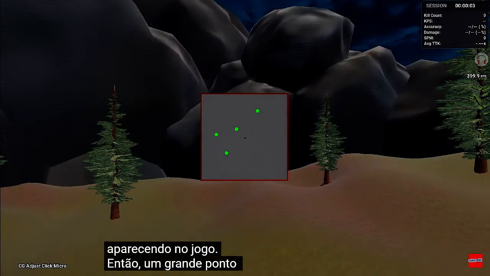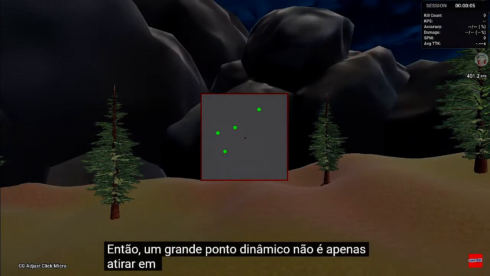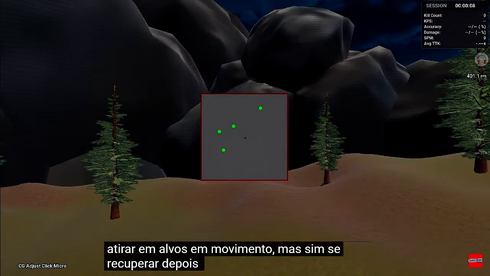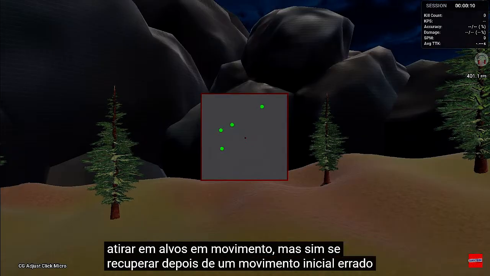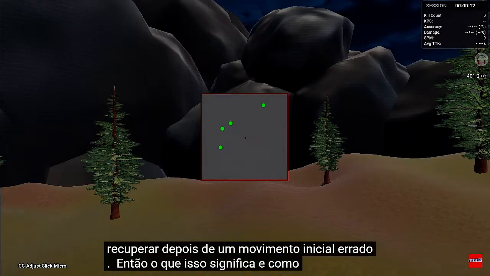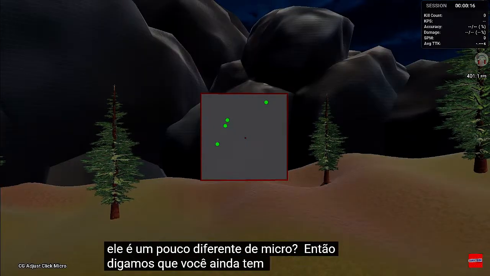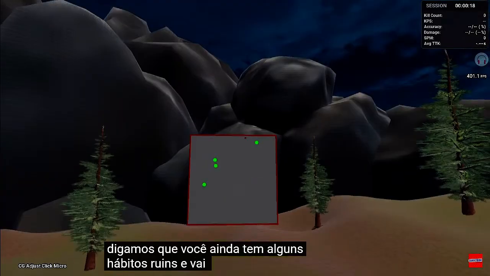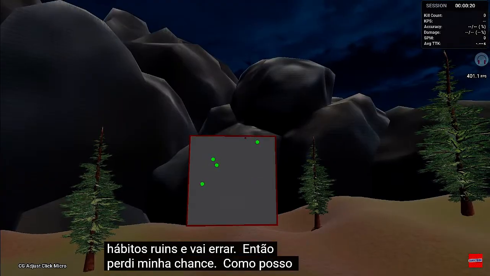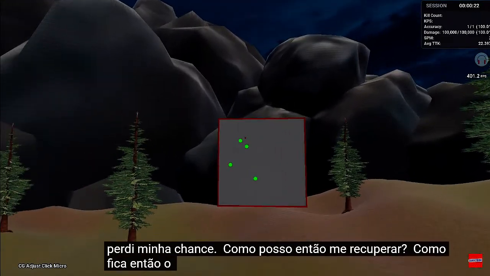So a huge point of dynamic isn't just to be shooting moving targets, it's to recover after doing a failed initial flick. So what does that mean, and how is it different a little bit from micro? So let's say you still have some bad habits and you are going to miss, so I miss my shot. How do I then recover? How does my micro then look like?